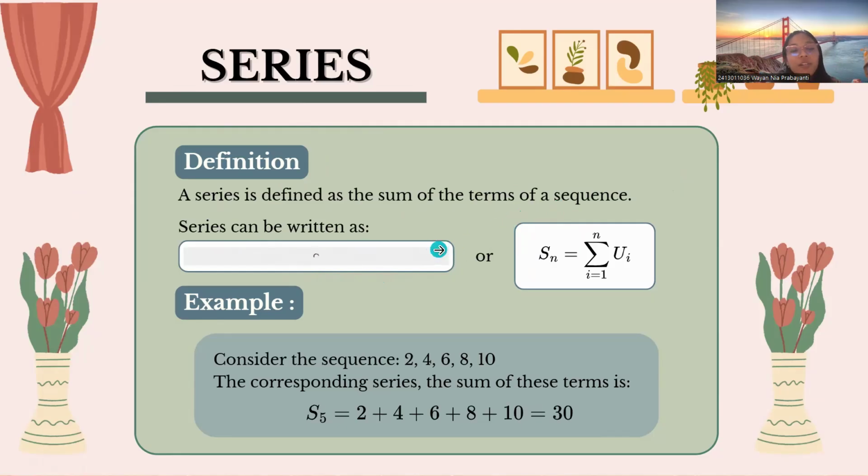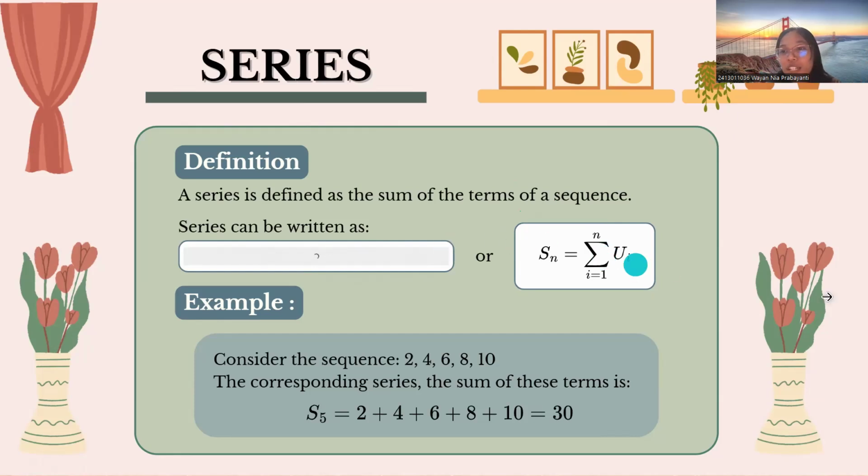So for example, we have the sequence 2, 4, 6, 8, and 10. The corresponding series, or the sum of these terms, is S sub n equals 2 plus 4 plus 6 plus 8 plus 10, which equals 30. Simple, right? Okay, but what if we have 100 terms or 1,000? You would not want to add them one by one, and that would take a very, very long time. So we are going to use some formulas.